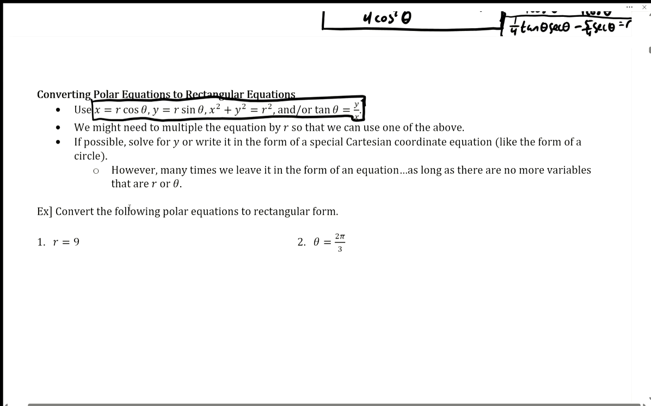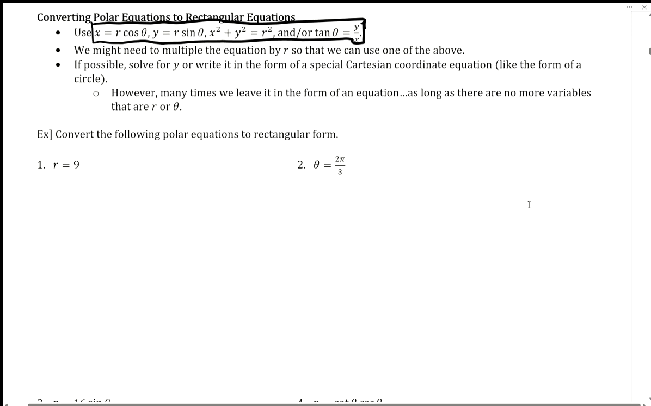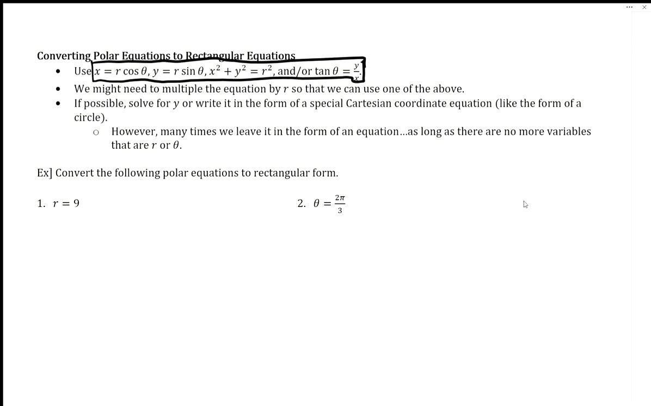All right, so in this first one, convert the following polar equations to rectangular form. All right, well, I have r equals 9 all by itself. Well, looking at those equations, let me even write them here, so I have them as a list vertically. x is r cosine theta, y is r sine theta. Here, I've written this with square roots, but it might be better to leave it like that. And then our tangent of theta, probably better to leave it like that.